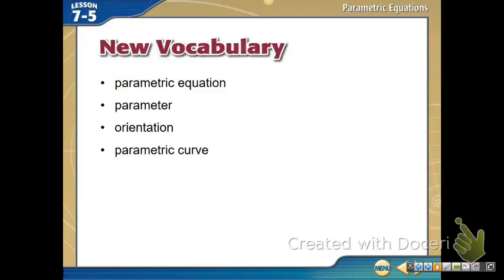In this section, we're going to be looking at what are called parametric equations. Those are equations that involve a parameter. We're going to talk about what that is in just a minute. And then we'll show how the parameter helps us to see the orientation or the direction that the function is moving.